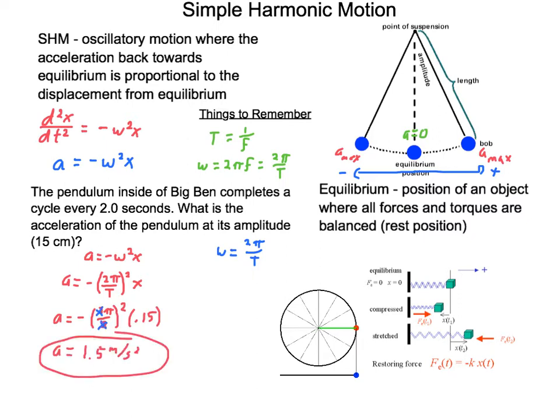And with the two sig figs that I'm given, I come out with negative 1.5 meters per second squared. I use the positive amplitude, positive 15 centimeters here. Because of that, the acceleration must be going back the other way, the point of the negative sign, to bring it back to equilibrium: negative 1.5 meters per second squared.